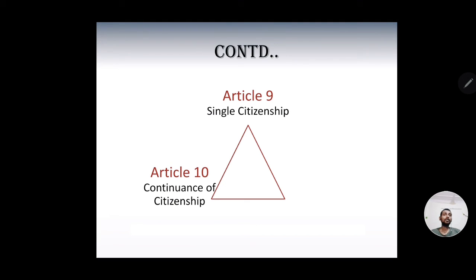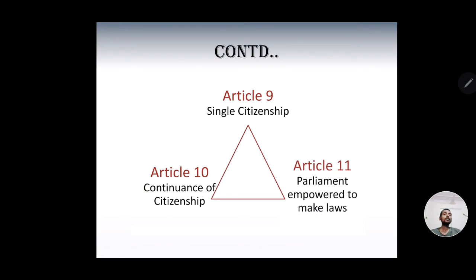Article 10 talks about continuance of the citizenship. So basically all these people who are deemed to be citizen of India in any of the above articles, that is 5, 6, 7 and 8, they will continue to be citizen of India unless a provision of law made by Parliament debars them from being so. Now Parliament has made some conditions in Citizenship Act. We'll talk about it in the second video.